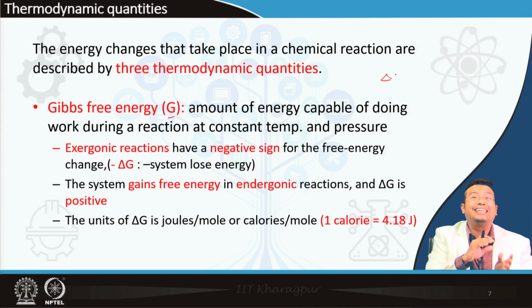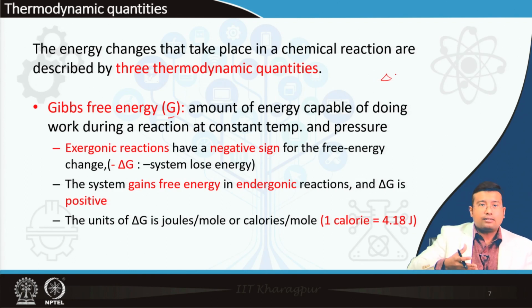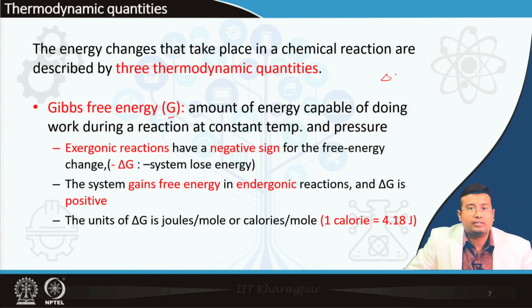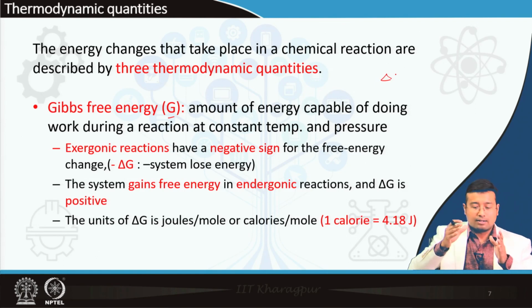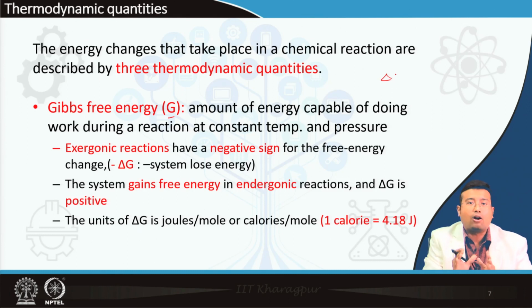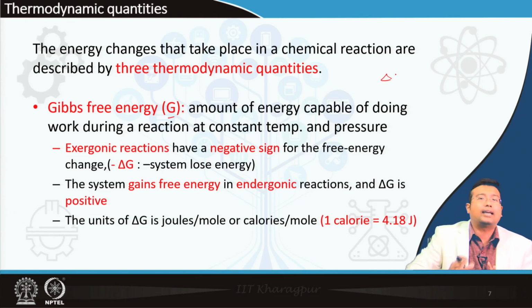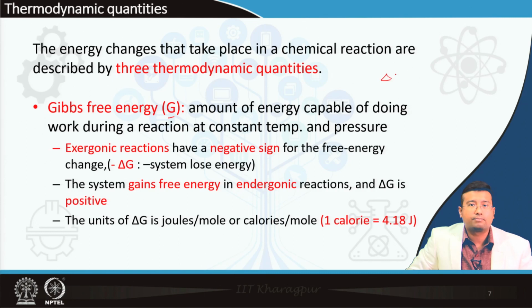So delta G means change in free energy, and ultimately what negative delta G means is that the system loses free energy. Okay, so this is the standard of an exergonic reaction. On the contrary, what is an endergonic reaction? In which the system gains energy, the system gains Gibbs free energy, and it is denoted by positive delta G. There is no negative sign before that.